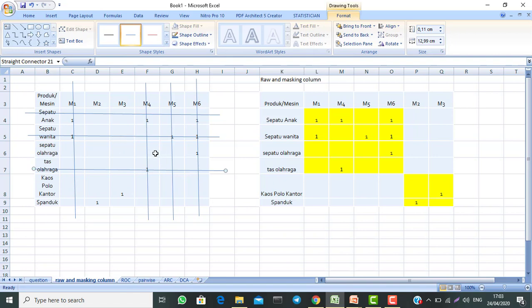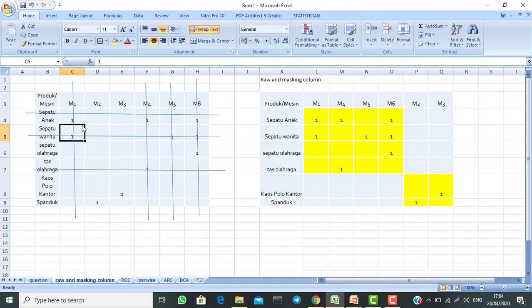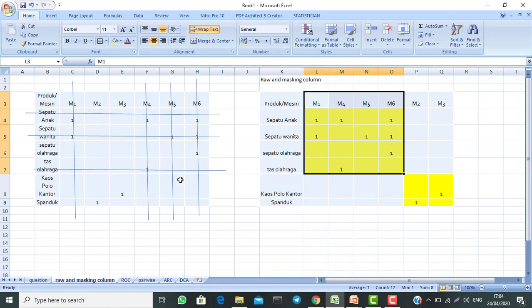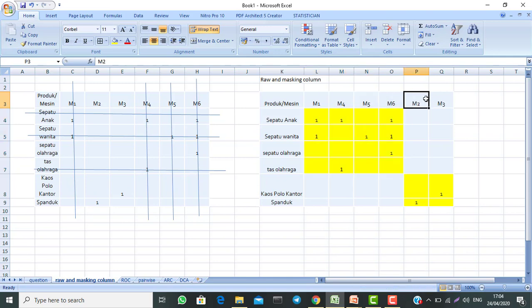So in this case, we have 2 clusters. The first cluster is the boxes that have a cross mark. We have machine number 1, 4, 5, and 6. Just put them closely together. Now the rest we can put aside, separately: machine number 2 and machine number 3. So in this case, we have 2 clusters by using row and column masking. So it's very easy, right?